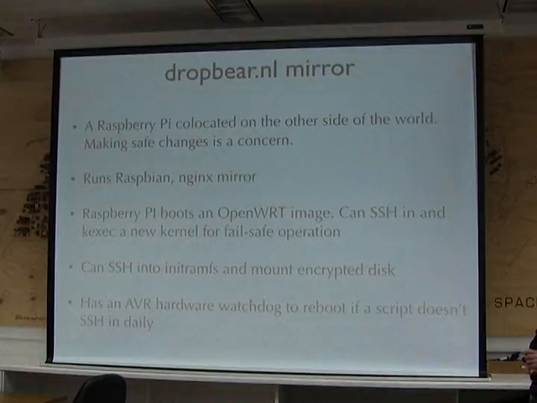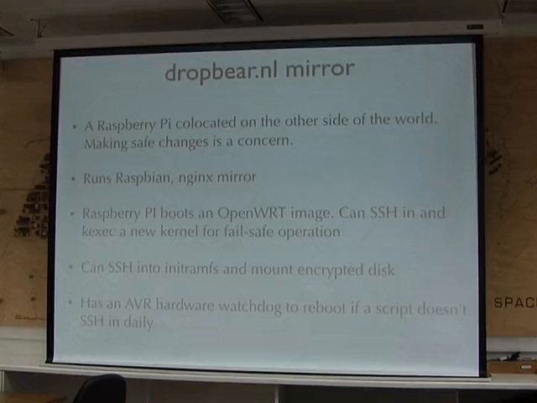Another similar use, the dropbear.nl mirror. I decided that, well, I've got a website, but its reliability was getting towards 1.9 for a month, so I thought I needed a mirror somewhere. So a Raspberry Pi is co-located somewhere in the Netherlands. They were offering free co-location. You post them your Raspberry Pi with an image, and they'll put it in a rack and give it a network, and it runs. So it's still running. It's been there about 5 years, I think.